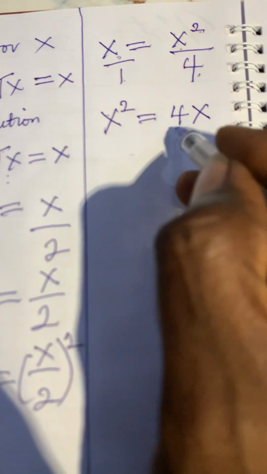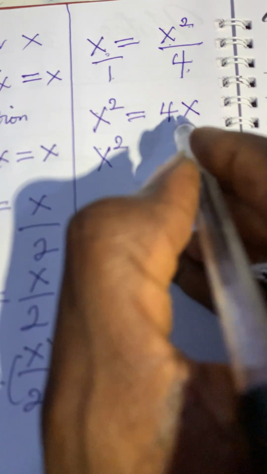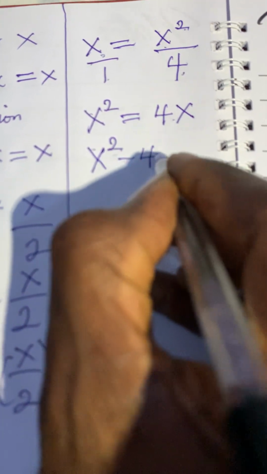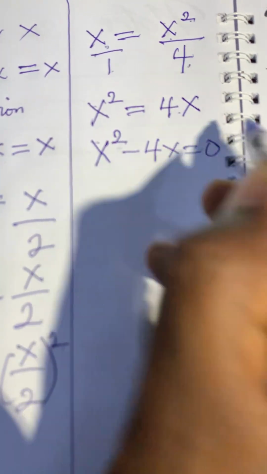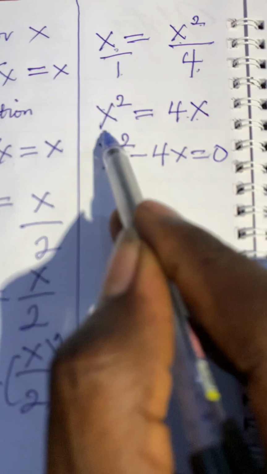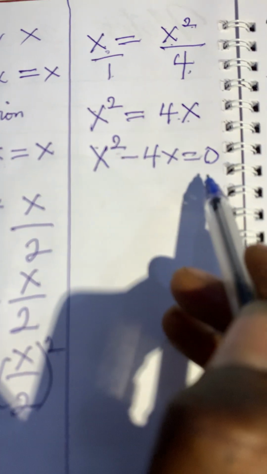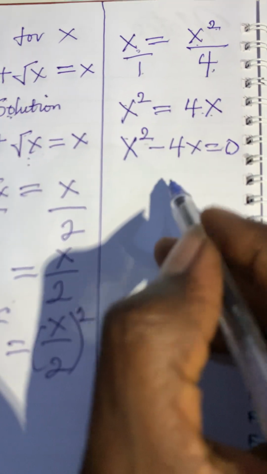So here what we have like this now is x raised to power 2. This 4x will go over to this place. We have minus 4x is now equal to 0, because when this 4x leaves this place, what remains here is equal to 0. So we are going to factorize the left hand side.